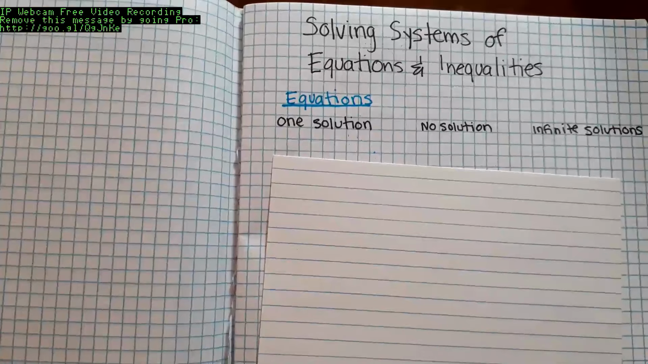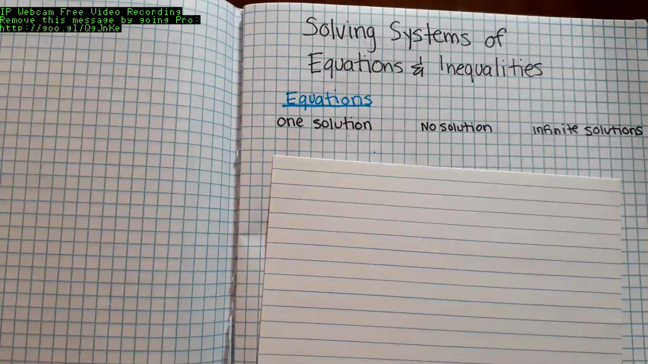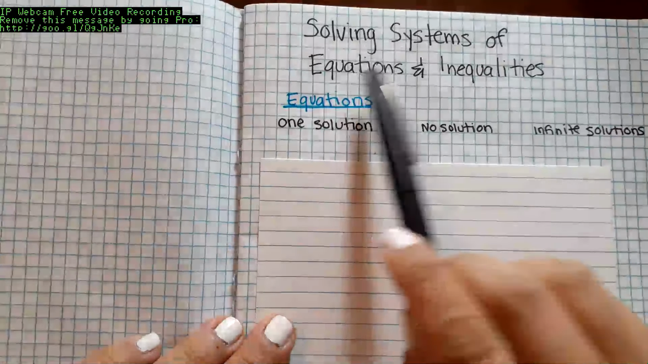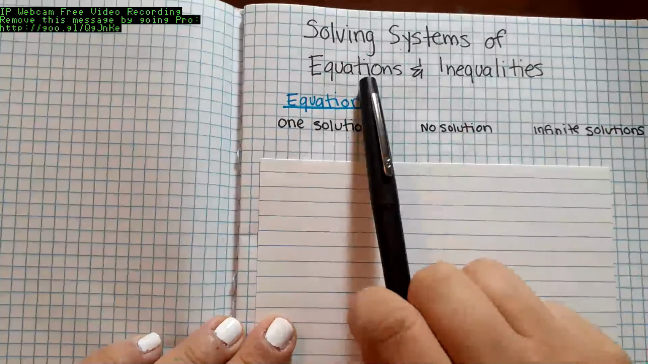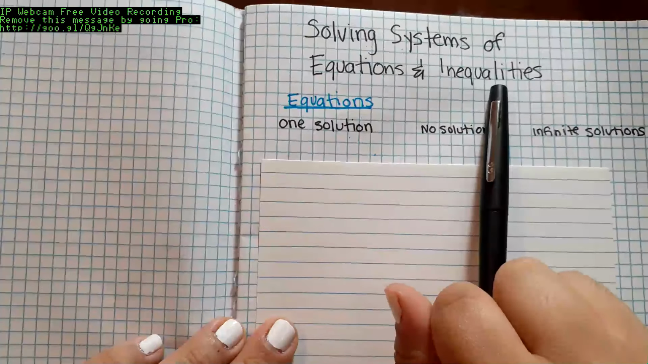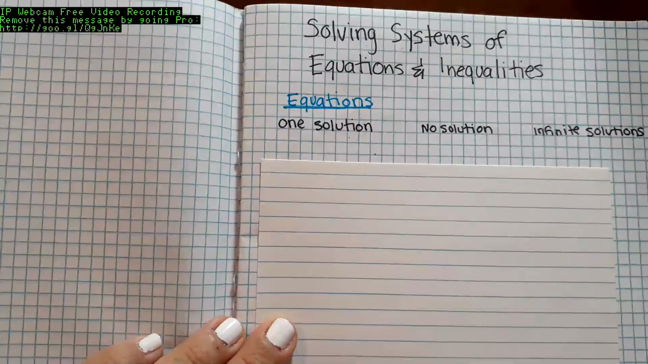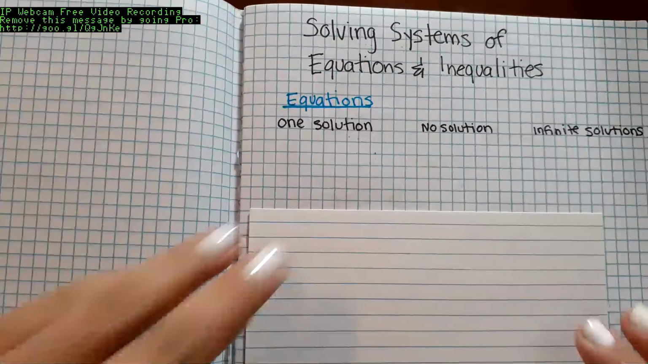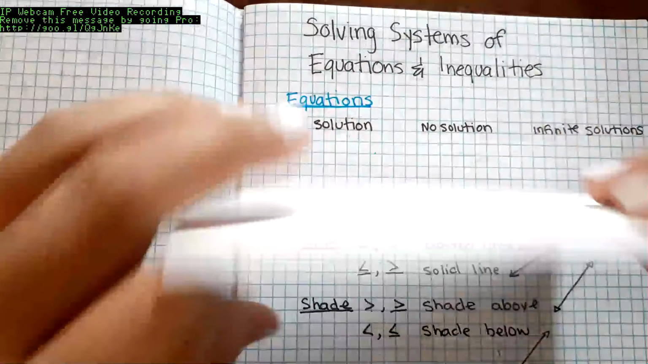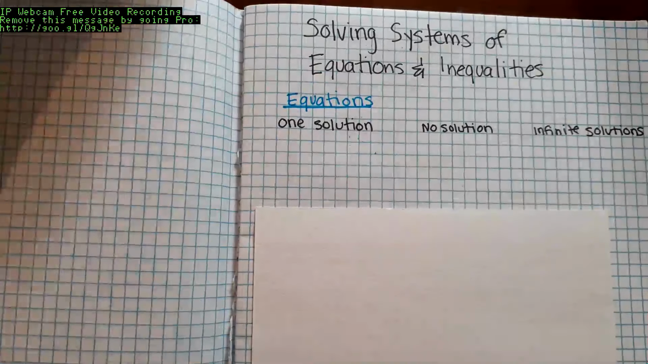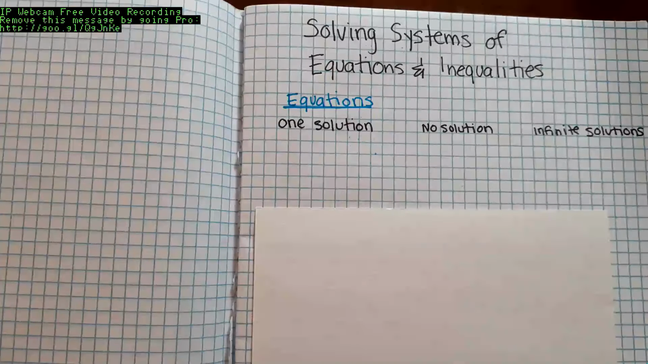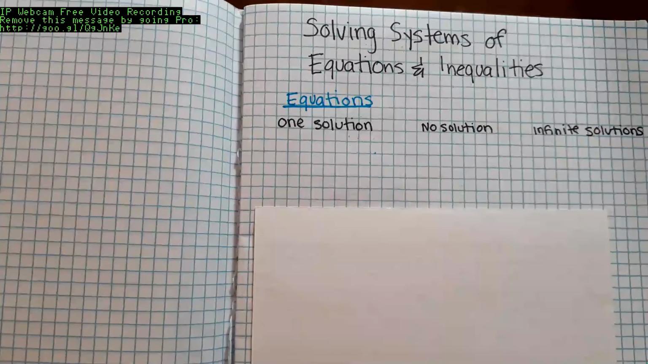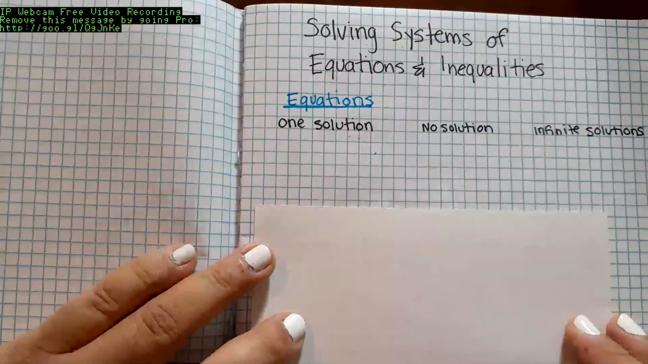Today we are going to go over solving systems of equations and inequalities. We're going to do them in two parts. First we're going to go over equations, and then we'll go over inequalities. For equations, it's pretty straightforward. The inequalities part has a little more detail to it, but I don't want to overwhelm you, so I went ahead and covered it.